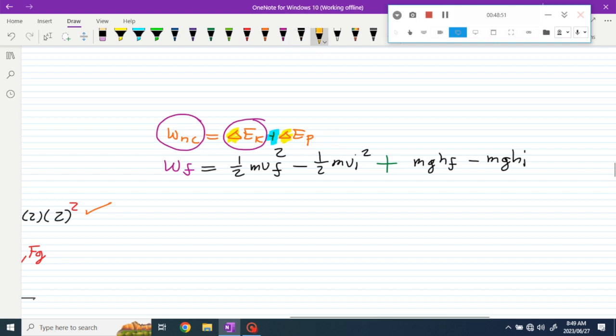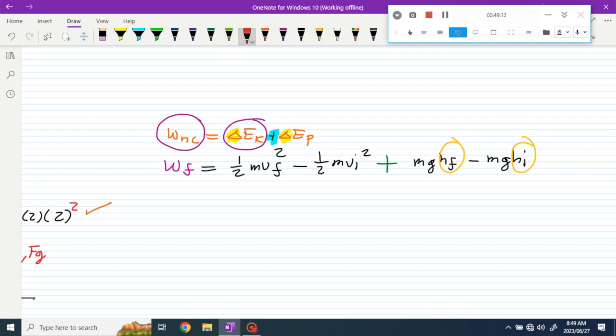Now if you use this, then you would need the final height and the initial height, which means you would be forced to use trigonometry. Height is always your vertical height, right? We're talking about gravitational potential energy, where this thing is in the gravitational field of the Earth.